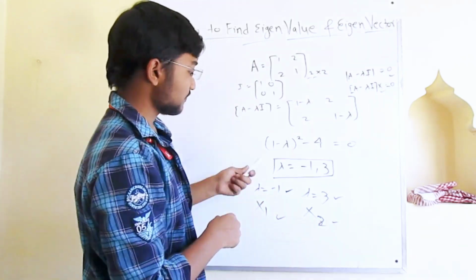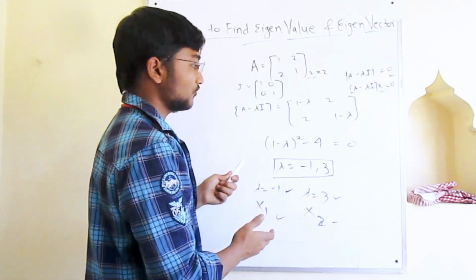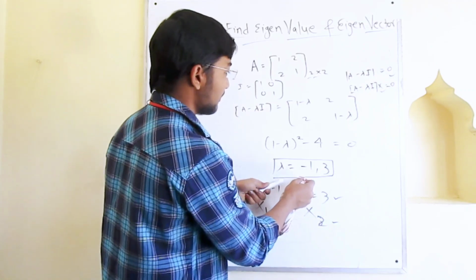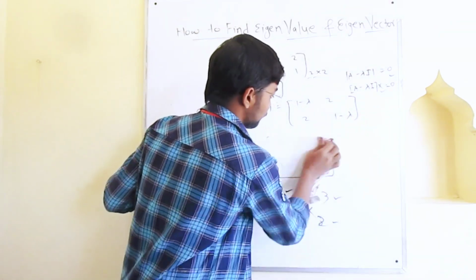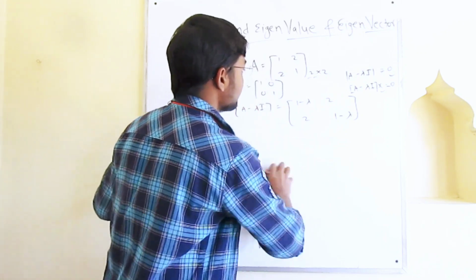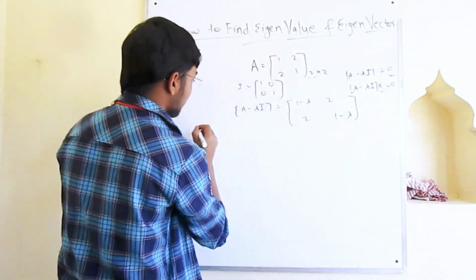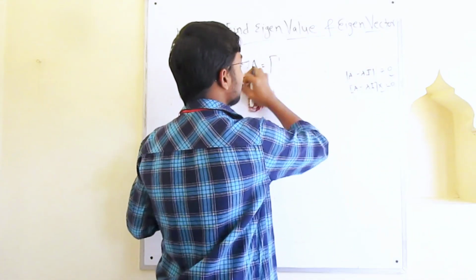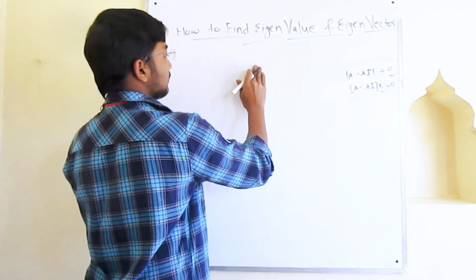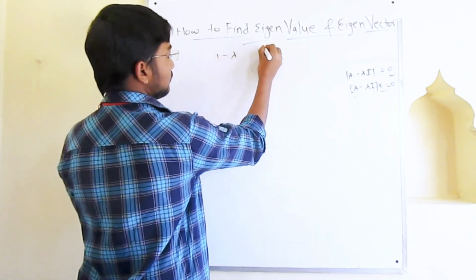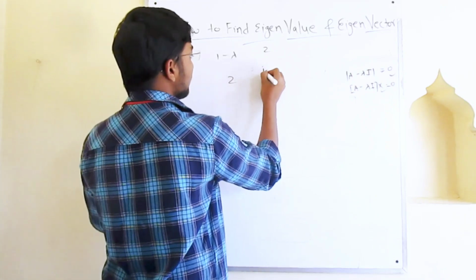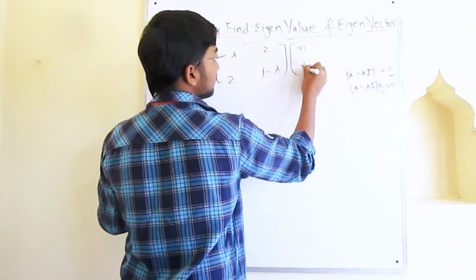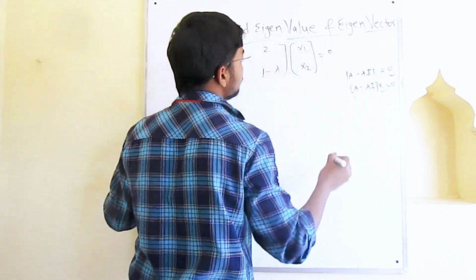Okay, so we have successfully found the eigenvalues, and now let's see how to find the eigenvectors. To find the eigenvectors, we just have to put each lambda value in it. Just like I have written, the matrix with 1 minus lambda, 2, and 2, 1 minus lambda, into x1 x2 is equal to 0.